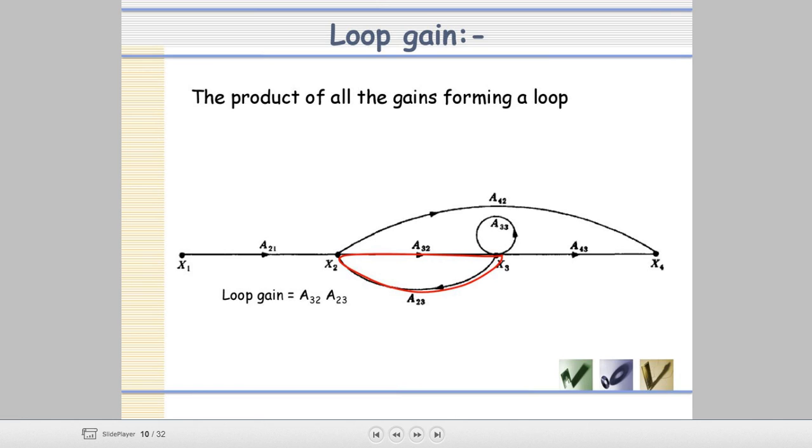What is loop gain? The product of all gains forming a loop. Suppose this is the loop. How am I going to find out the loop gain? A32 into A23.